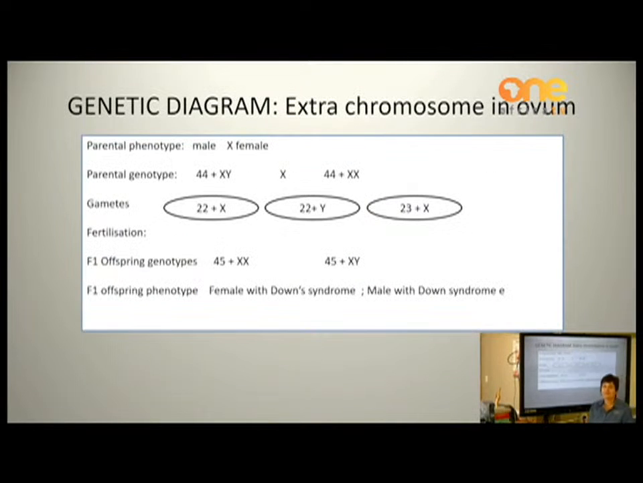What happens is during meiosis, we have the separation, and then they form two gametes.